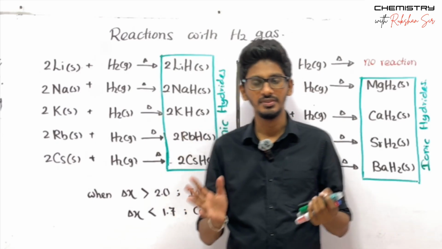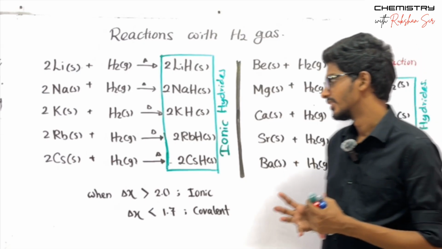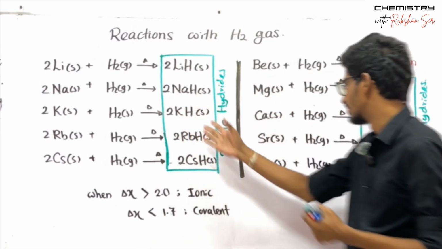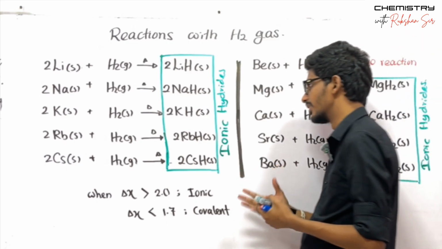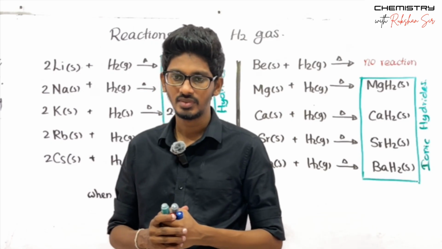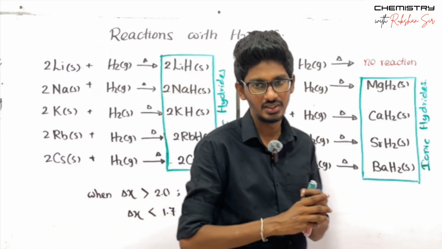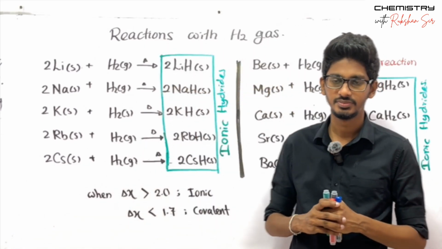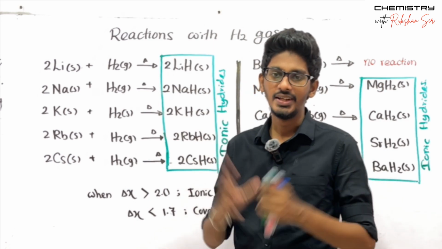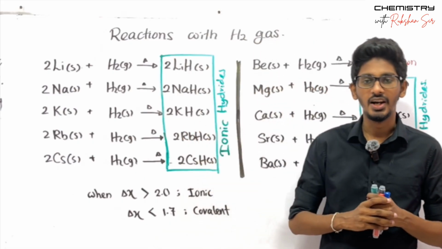But the special thing with these S block hydrides is that, other than beryllium, all the S block hydrides I have marked are considered as ionic. Even though the electronegativity difference is less than 1.5, still they are considered as ionic. That is the most important thing to grab from here. All of these are considered as ionic hydrides.